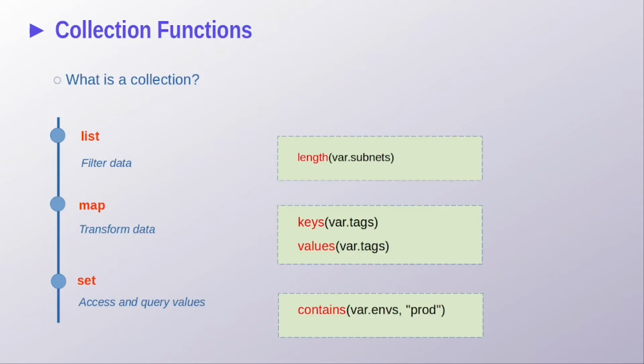Example 2, keys and values. This helps Terraform loop over tags, transform tag values, validate tag structure. Example 3, contains. This returns true or false. Very useful for checking environment type, enabling or disabling features. Terraform treats collections as data, then uses that data to control infrastructure creation.